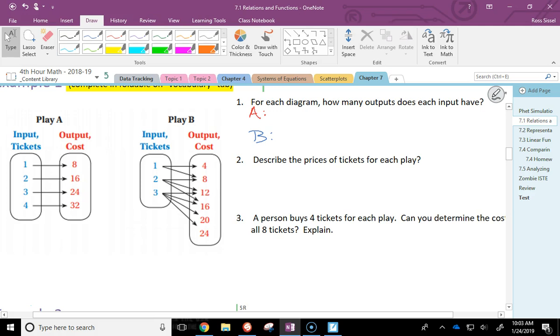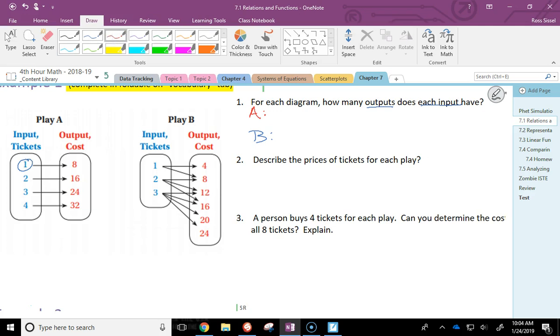Alright, so let's look at this because I want to make sure we don't misunderstand what the question's asking. In play A, how many outputs does each input have? When they ask that, they don't say how many outputs are there. They're saying when I start with an input, like 1, how many outputs does that go to? When I take any of my inputs, how many answers are there? What do you think, Aiden? 1. Yeah.